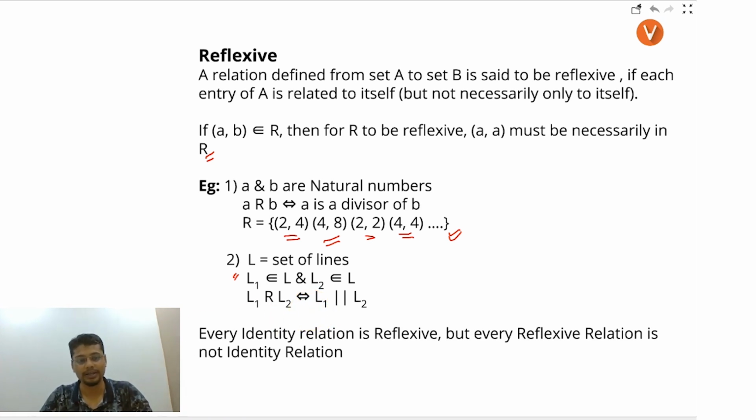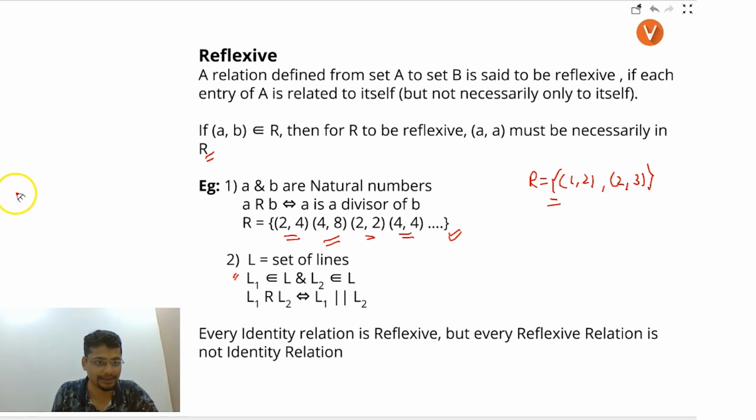Let me ask you one basic question. It's just coming to my mind. Let's say there is a relation R which has these ordered pairs (1, 2) and (2, 3). Now, how many more ordered pairs should be added to this set R so that it becomes reflexive in nature? Think about it. It's very simple. Two ordered pairs I need to add. What all? I need to add (1, 1) and (2, 2).